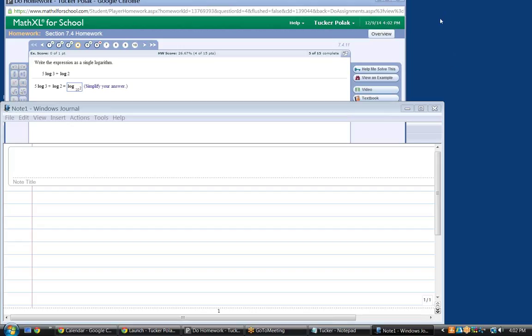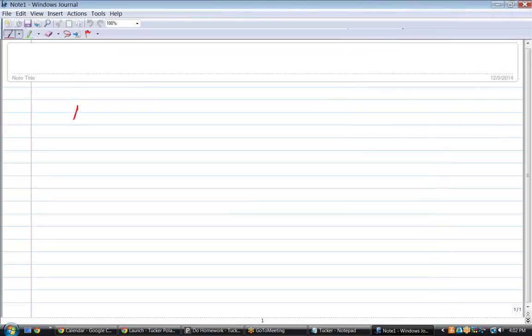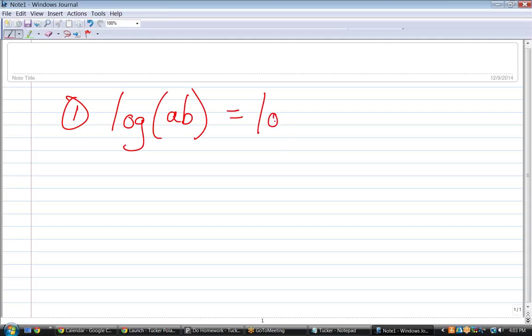These are the rules of logarithms. You have to be able to go both ways here. In other words, you have to be able to go from left to right, which is called expansion, and you have to be able to go from right to left, which is called compression.